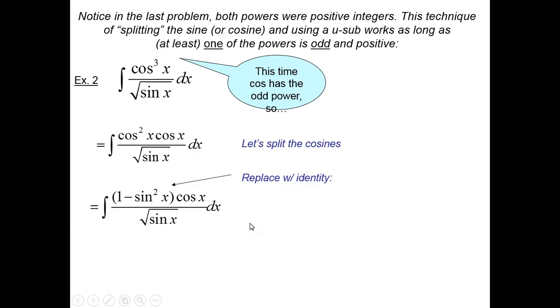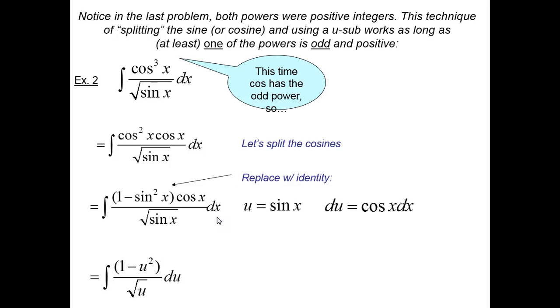Again, ask yourself, what u substitution could we make? If we replace u with sine x, again, that works out nicely because the derivative of sine x is cosine x. So my new integrand looks like this.